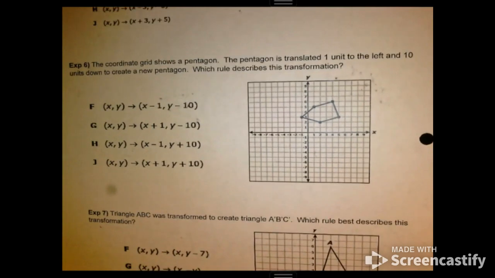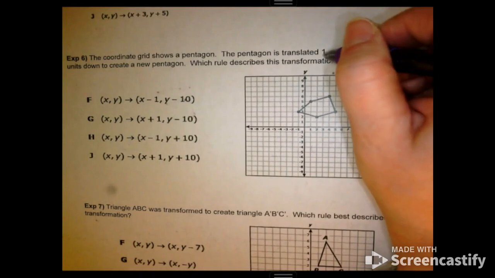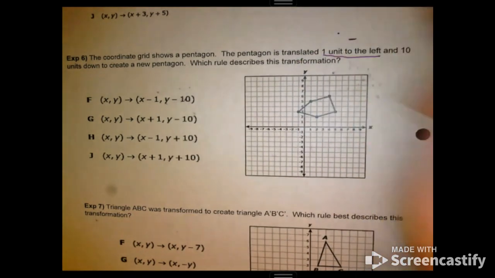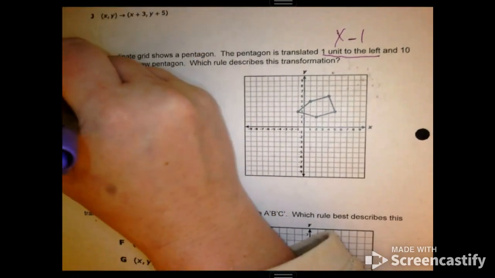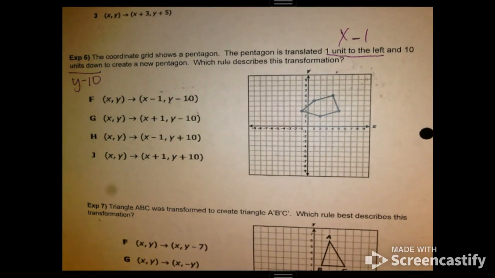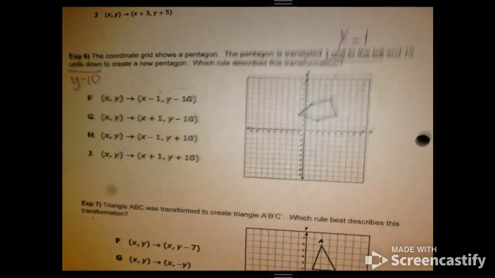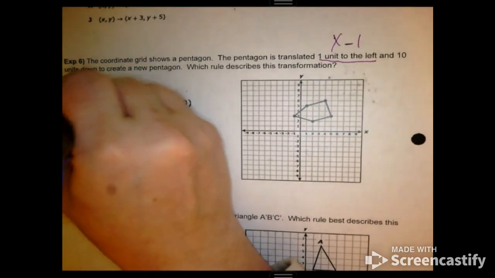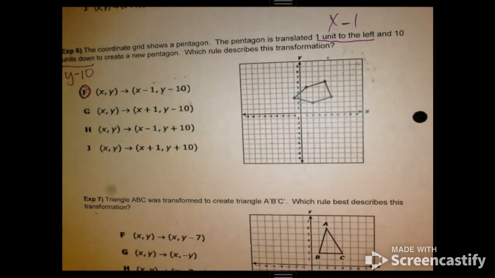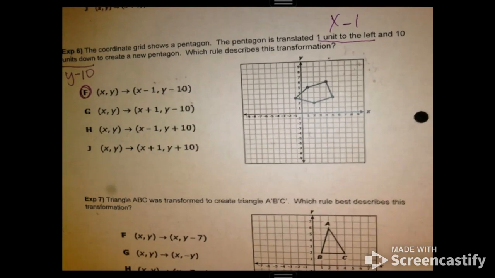Okay, the coordinate grid shows the pentagon. The pentagon is translated 1 unit to the left. Okay, 1 unit to the left. What does that mean? Minus. Okay, it's minusing. So x minus 1. And 10 units down. So down is what? Y minus 10. So which one matches that? F. I mean, that's subject to opinion, right? But yes.